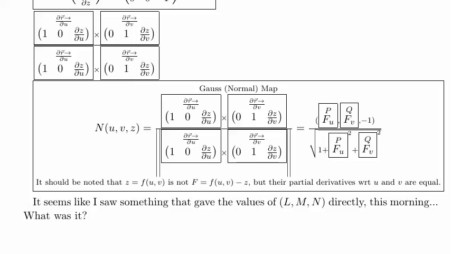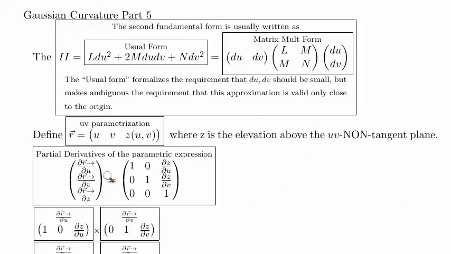So it seems like I saw something that gave the values of L, M, and N directly this morning. Now, what was that? I kind of got focused on some other things this morning while I was working on it, like that this usual form kind of formalizes the requirement that du and dv should be small, but it makes ambiguous the requirement that the approximation is only valid close to the origin.